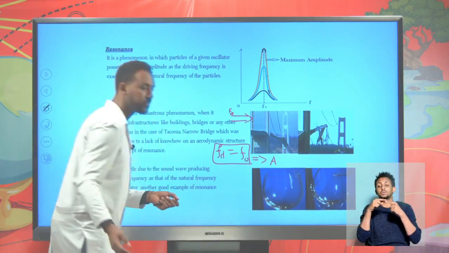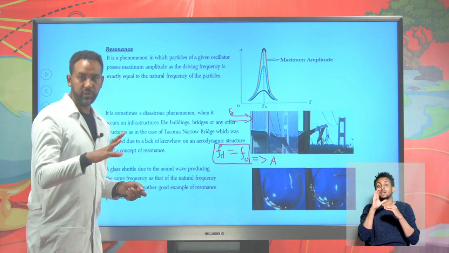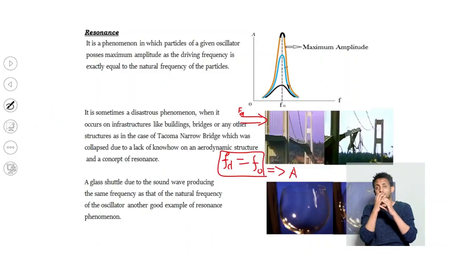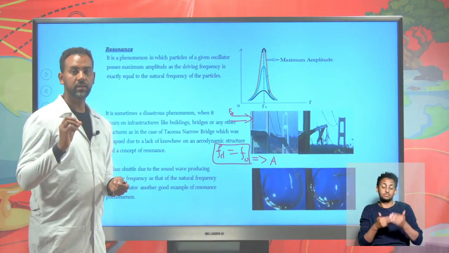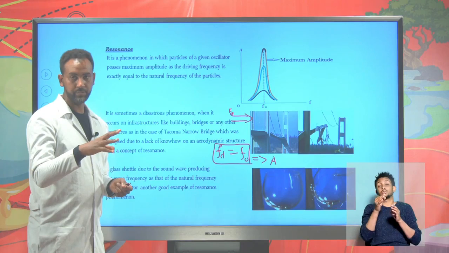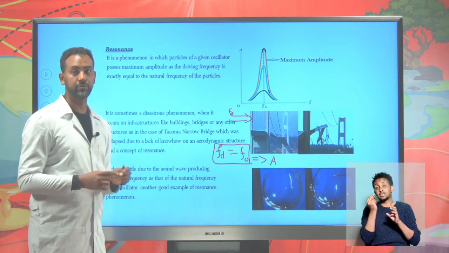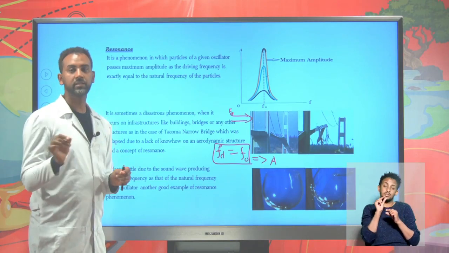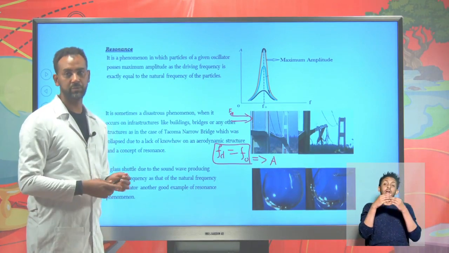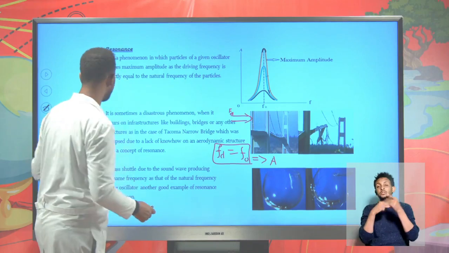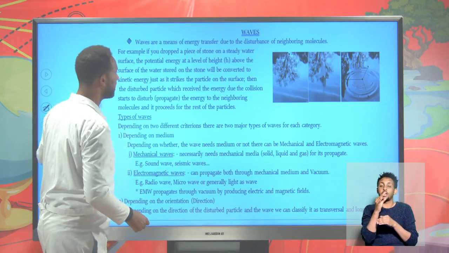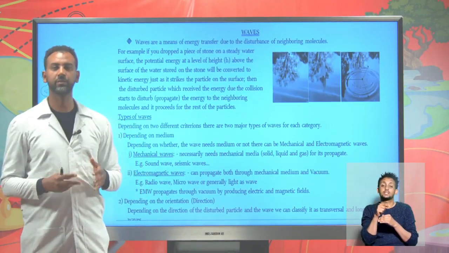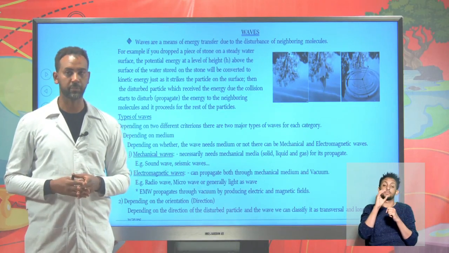In this case, if you put a glass near a speaker, and the speaker's frequency is the same as the natural frequency of the glass, soon after it is going to be shattered. The driving frequency of the speaker and the natural frequency of the glass are the same, so the particles of the glass are going to have the maximum possible amplitude. That's why it is going to be shattered. Such a phenomenon is known as resonance. So far we have seen oscillatory motion.